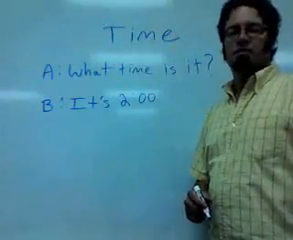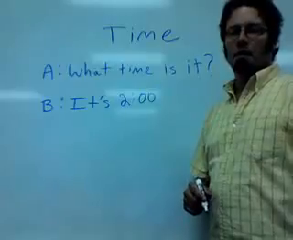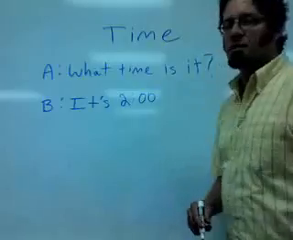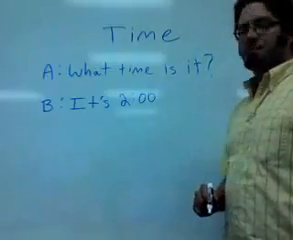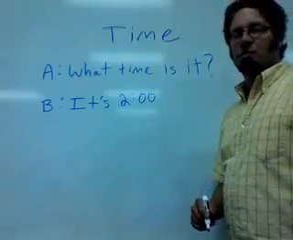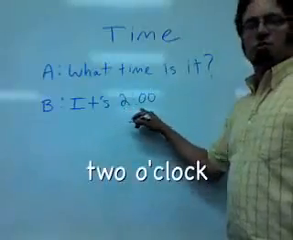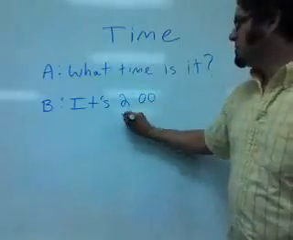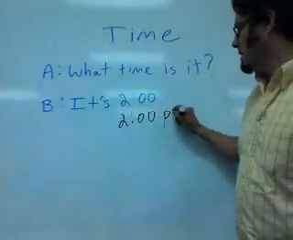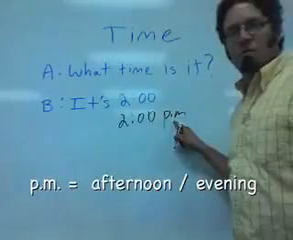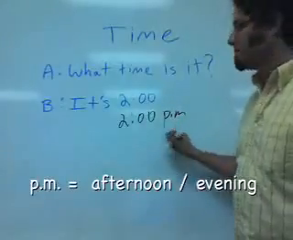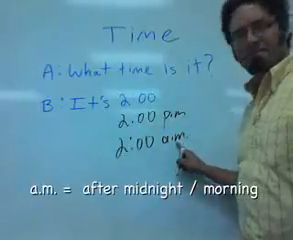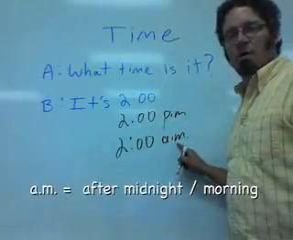In this lesson, we'll study time. The question most often used when asking about time is, what time is it? Answer, it's 2 o'clock. If you see PM, this is for the afternoon. And if you ever see AM, this is for the morning.